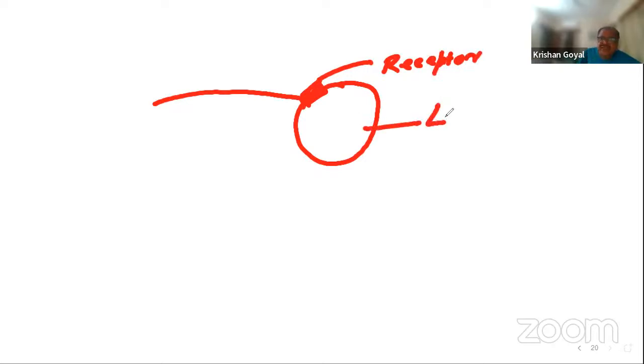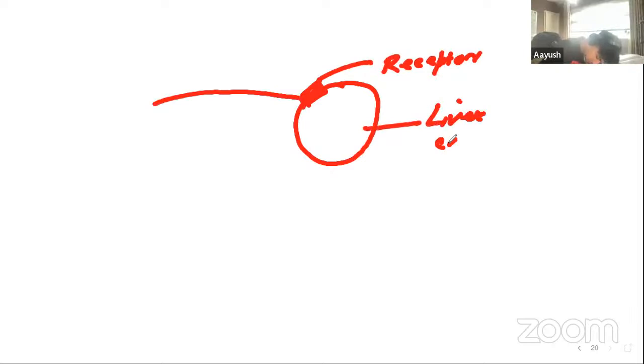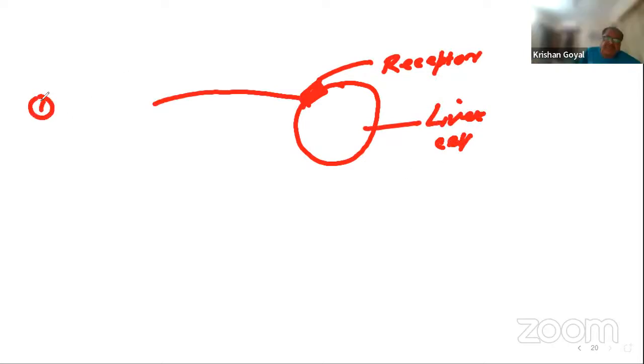Suppose this is the liver cell. Number 1 point, adrenaline binds with the receptor present on the surface of the liver cell. Second point. What is this receptor? Receptor is a protein.